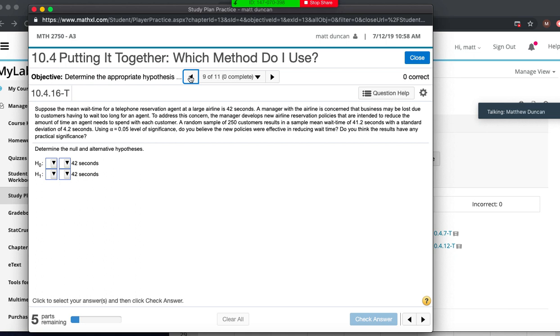Right. So what was your alternative in the example that you have? Greater than? Okay. And what was your p-value?